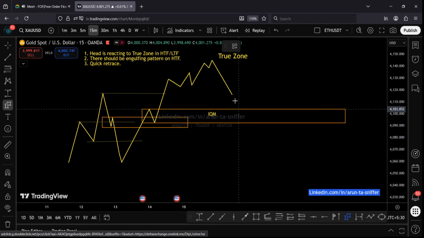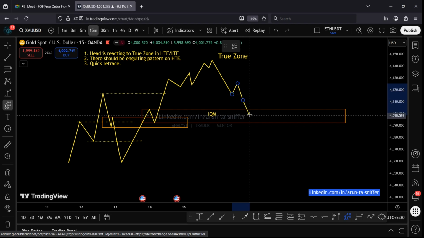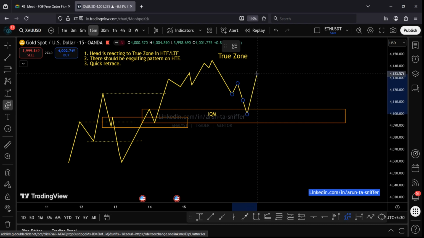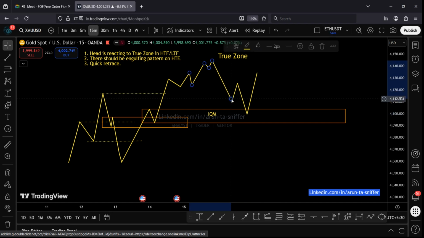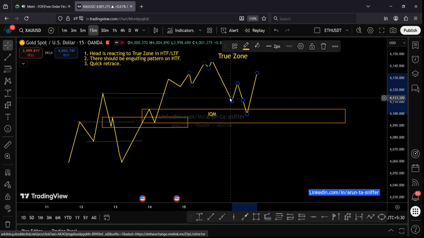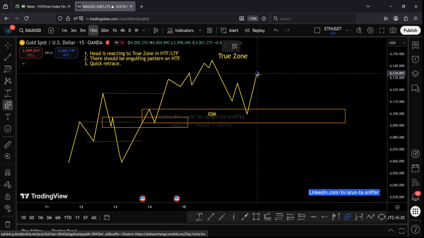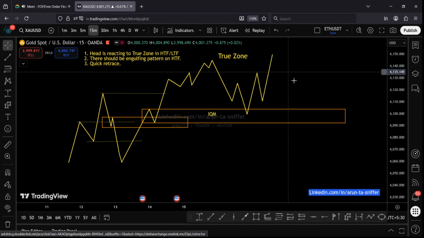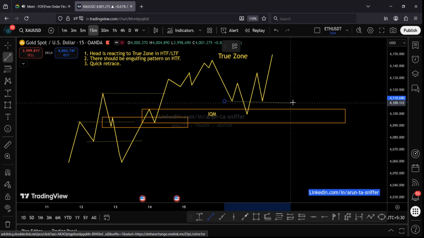Like this. Price comes here, makes high, makes low, makes low, makes high, makes lower low, right? Then goes up and crosses this high and makes higher high. This will be our QM. Then price comes back to this QM level and then goes up. So in this case, this IQM level will work as our true zone.